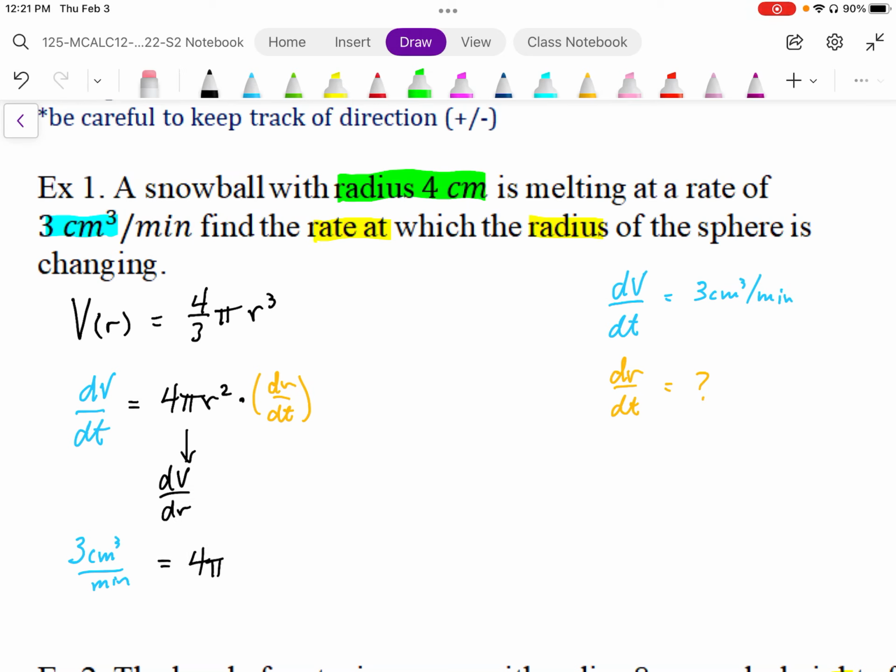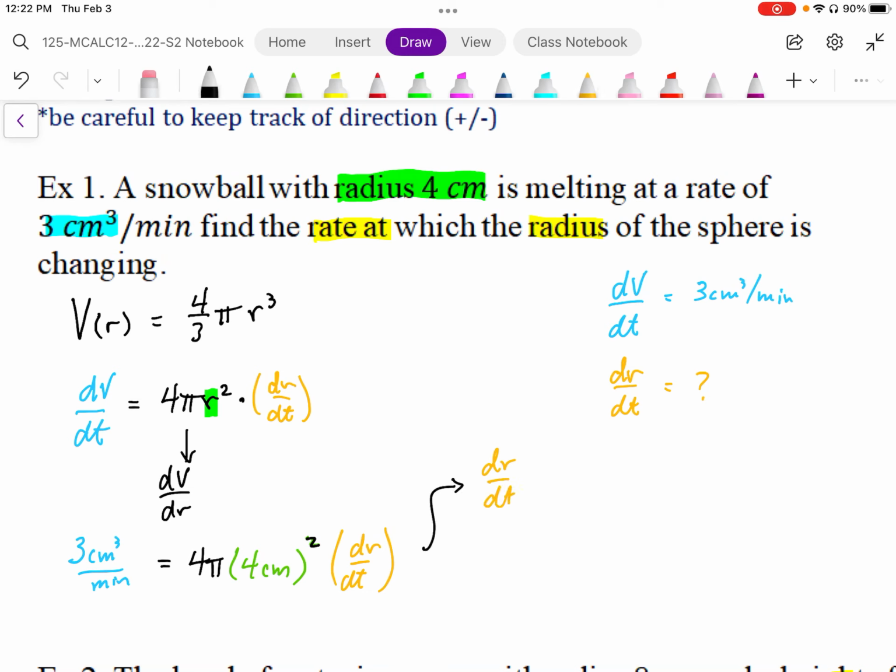4 pi. Well, we've been given the r, the radius is 4 centimeters. So I'm going to plug that in. 4 centimeters for r, and I need to square that. Okay, 4 pi r squared. And then what's left then is my dr by dt. In fact, that's the only unknown quantity in this expression. So then I need to solve for dr by dt by rearranging this expression. So I'm going to get dr by dt.